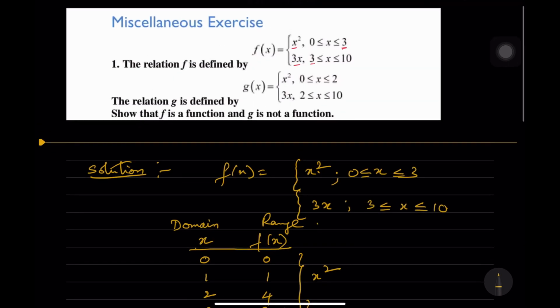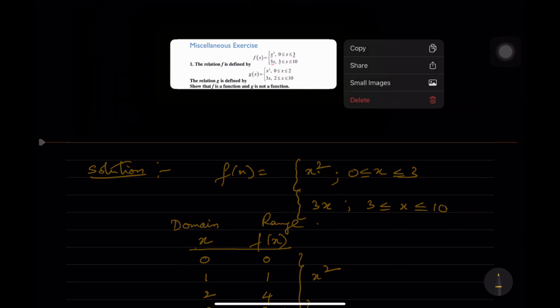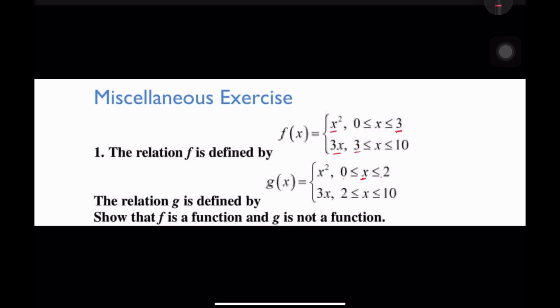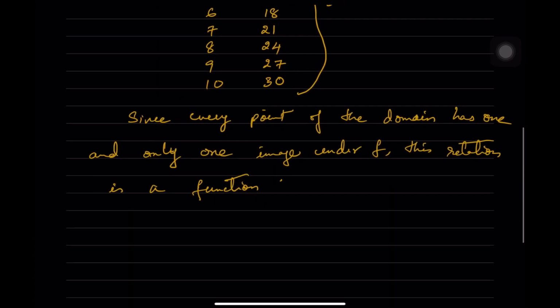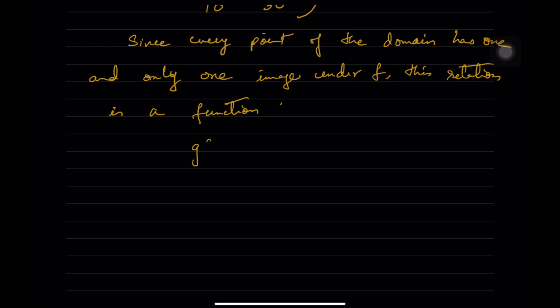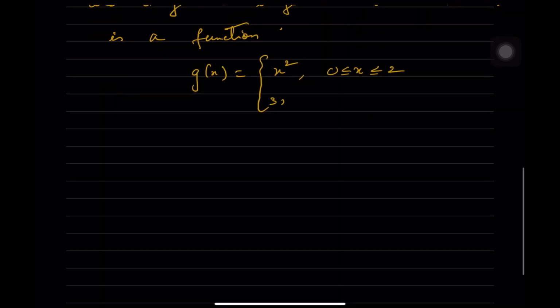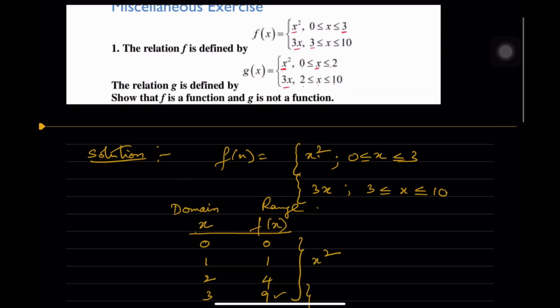Now from the problem, g of x is equal to x square when x lies between 0 and 2, and when x lies between 2 and 10 it's equal to 3x. So we'll just see what the problem is about. Therefore we'll define g of x: g of x is equal to x square when x lies between 0 and 2, and it's equal to 3x when x lies between 2 and 10.